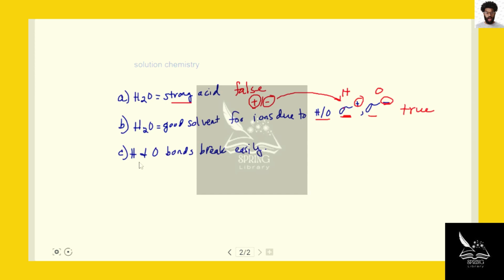The final statement is also a false statement that says water is good at behaving as a solvent because we can easily break the bonds that occur between the hydrogens and oxygens in water. It's a completely false statement. We do not break any bonds between hydrogen and oxygen when a substance dissolves. And it's not easy either to break the hydrogen and oxygen bonds in water.